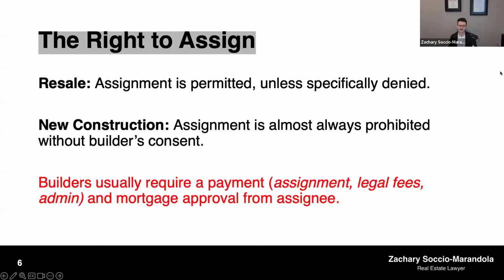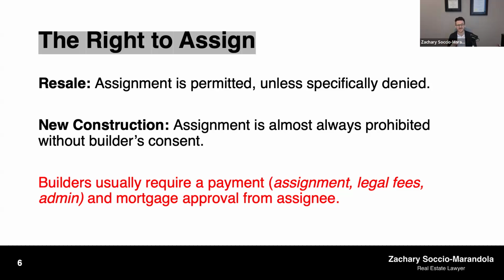So, the actual right to assign. In resale, and when I say resale, I'm talking about using the standard OREA 100 form or the OREA 101 form, assignment is already permitted. Sometimes I see clauses in Schedule A that say the buyer has the right to assign this property. It's not actually necessary. That right to assign already exists. The only reason it wouldn't exist is if there's language added to the standard APS that specifically denies the right to assign. So when we're dealing with resale, the assumption is assignment is allowed. Now, when we're dealing with new construction, it's a different story.